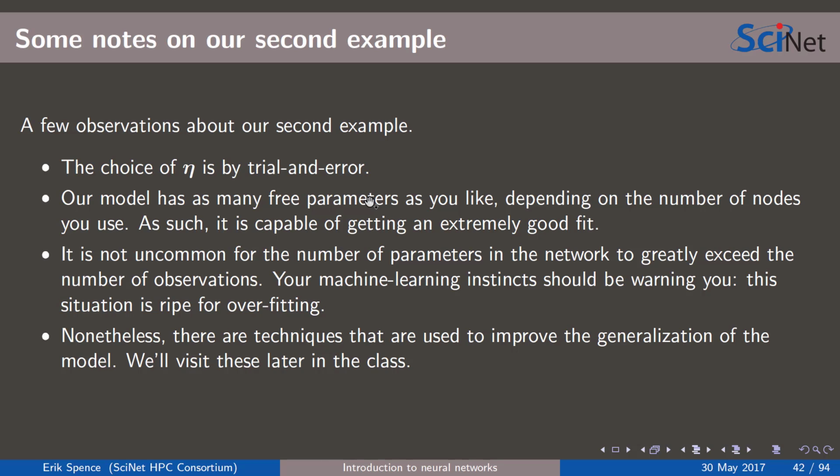This is an important point, and we're going to spend some time talking about this. Okay, it's not uncommon for the number of parameters in the network to greatly exceed the amount of data you have. And if you've done any fitting ever, which you all have, some warning bells should be going off in your head. When the number of free parameters in your model exceeds the amount of data you have, you've got a situation ripe for overfitting, right? I can fit my data really well.